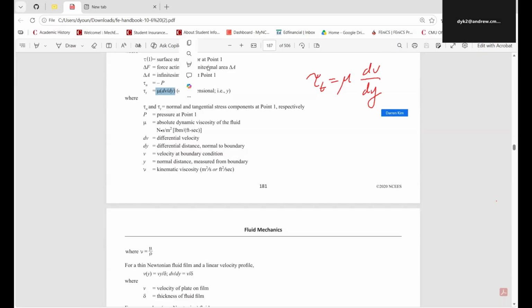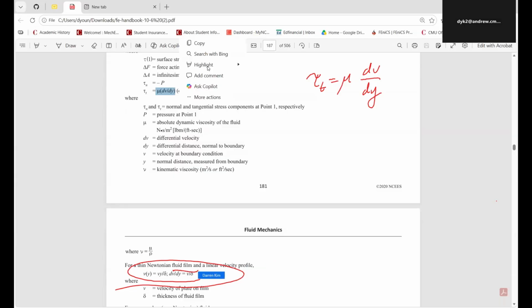But here's the thing, that gives me nothing. The secret is over here, where we said fluid film and a linear velocity profile. If you don't know, this is a profile of that velocity because of how math works if you did the simplified Navier-Stokes, but you don't have to know that. So this can be simplified to velocity divided by delta, where delta is the thickness of the fluid film.